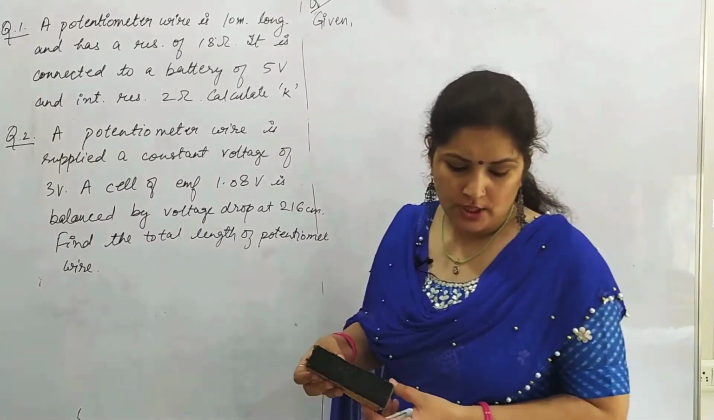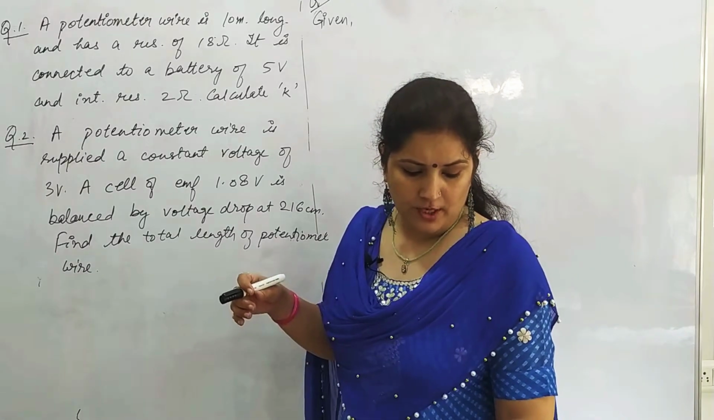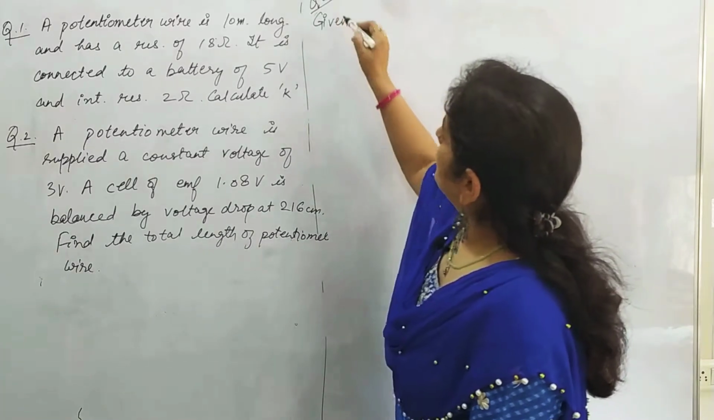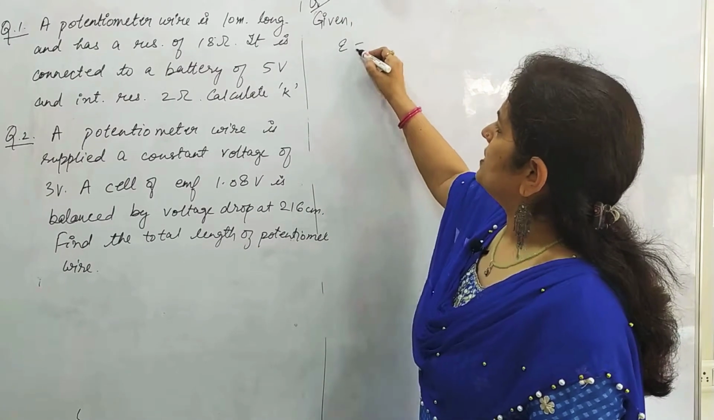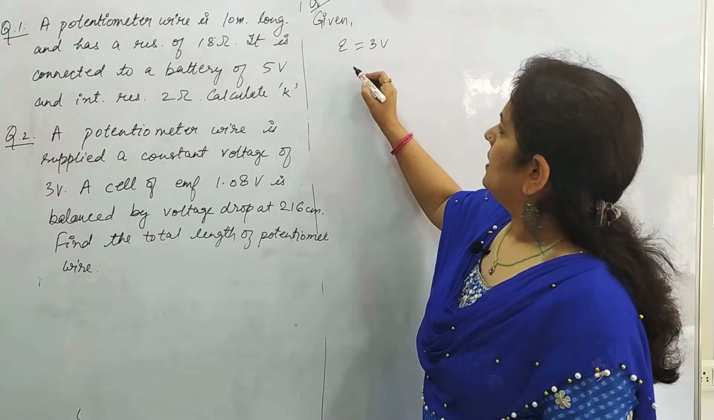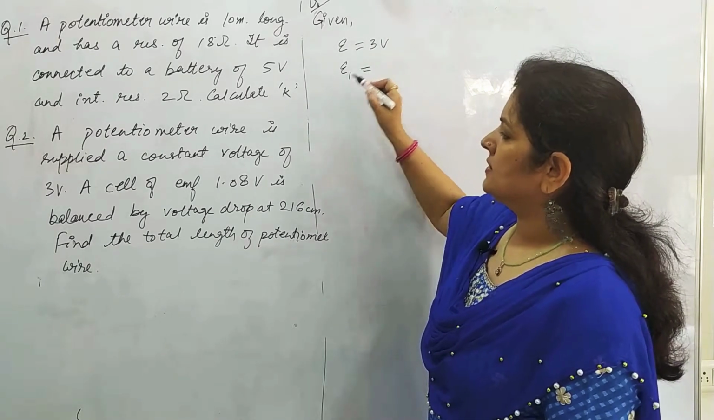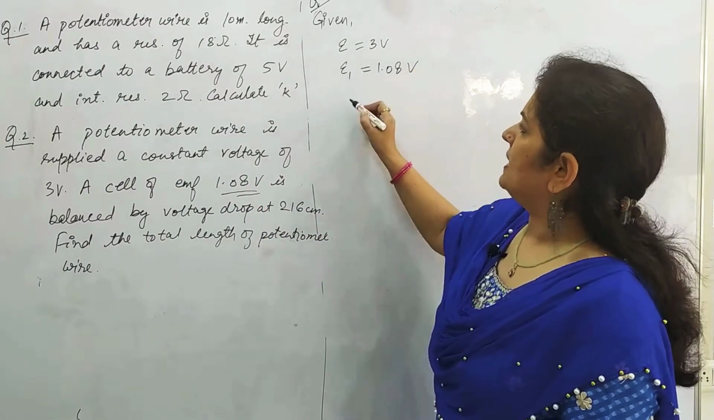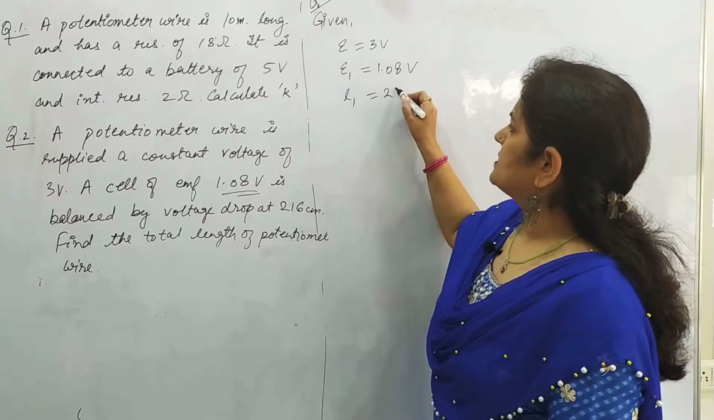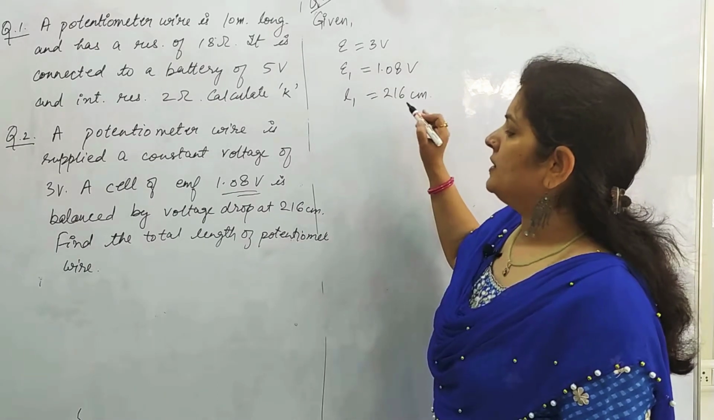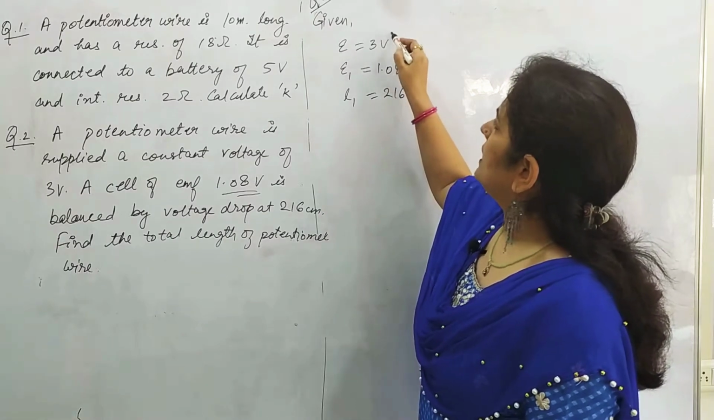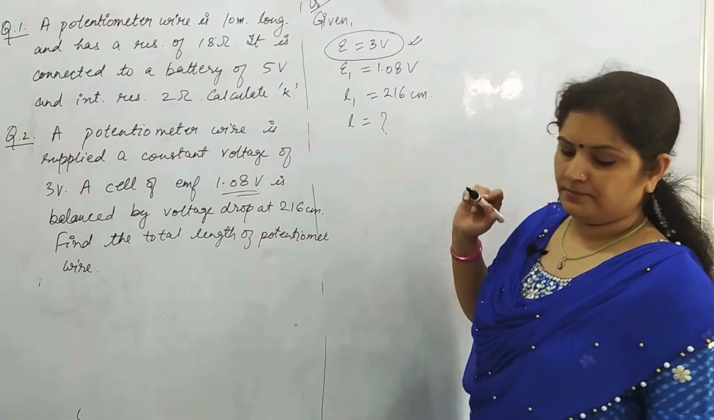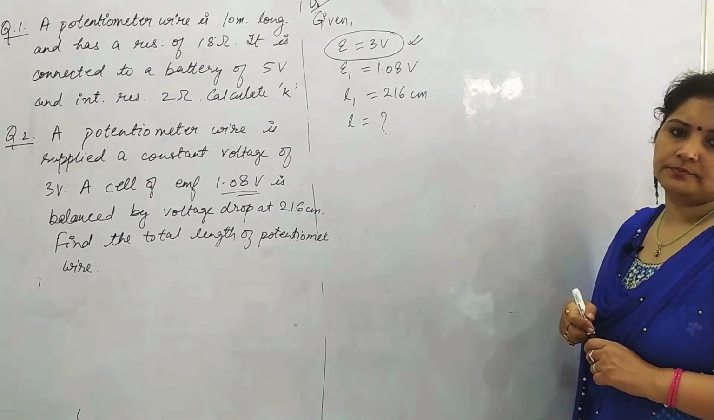Right, as per the question, the potentiometer wire is supplied by a constant voltage of 3 volts. So what is given in the question? EMF of the cell from which we are giving voltage, that is 3 volts. And E1 is given as a cell of EMF 1.08 volts is balanced by which length? 216 centimeter. Find the total length of the potentiometer wire. Total length of the potentiometer wire could be considered as L.